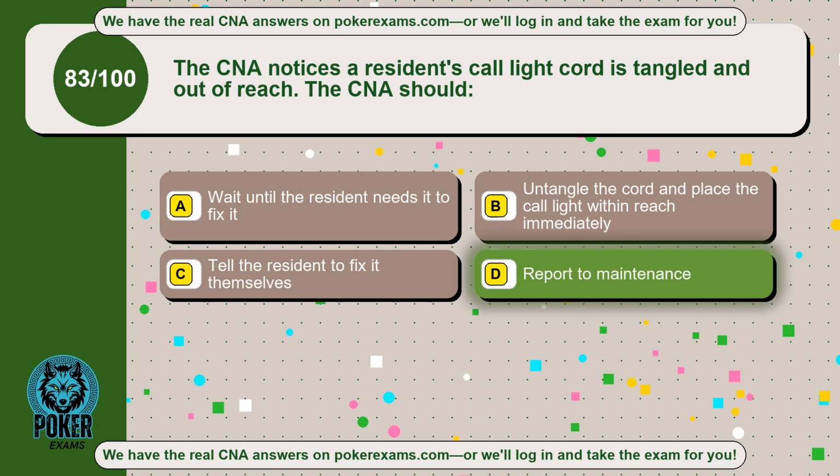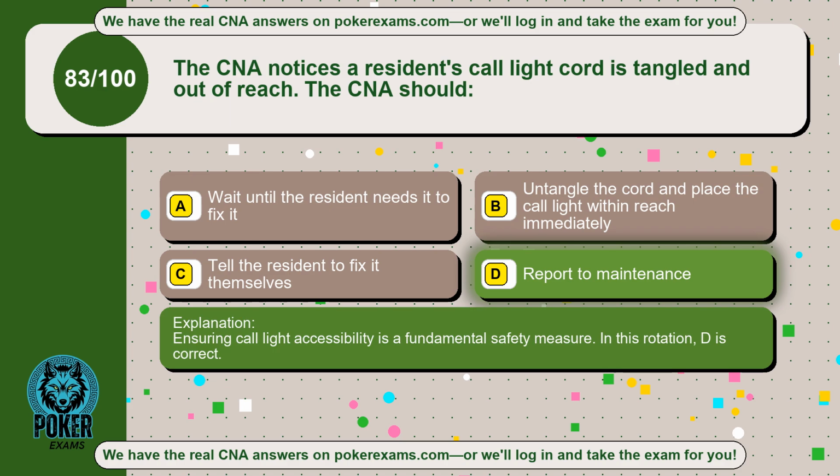The correct answer is option D. Report to maintenance. Ensuring call light accessibility is a fundamental safety measure. In this rotation, D is correct.